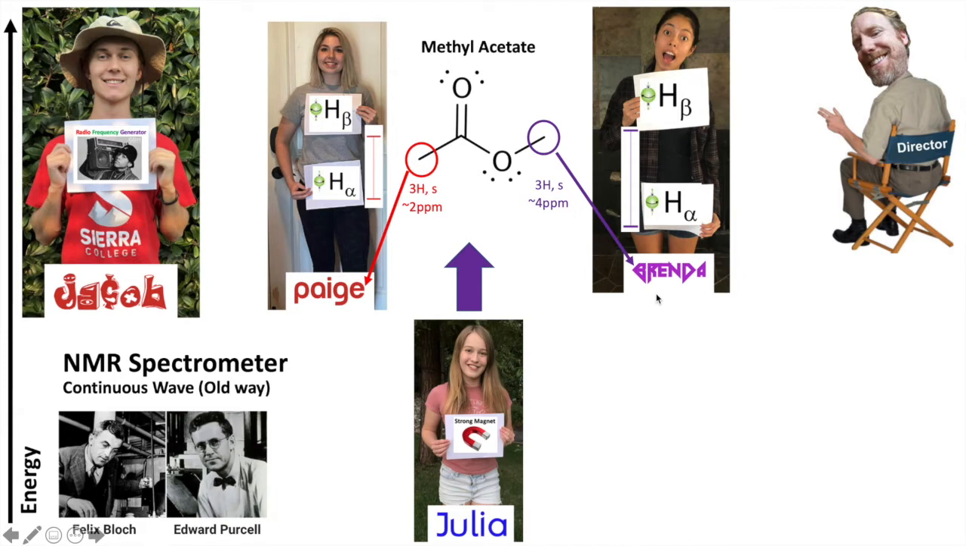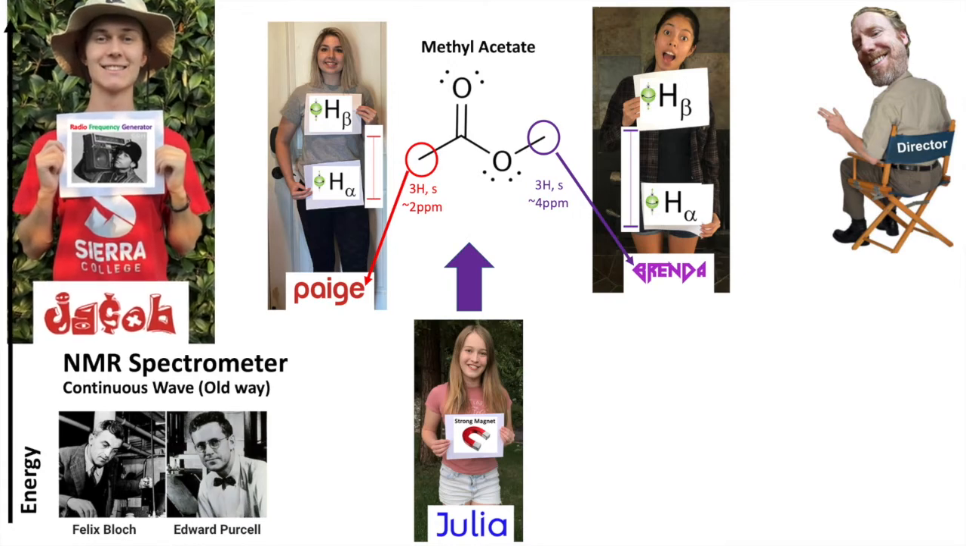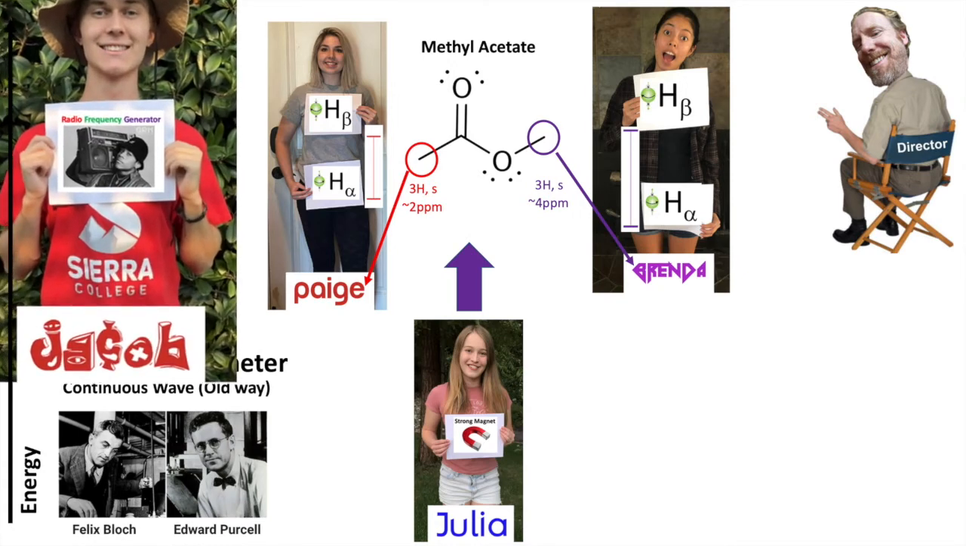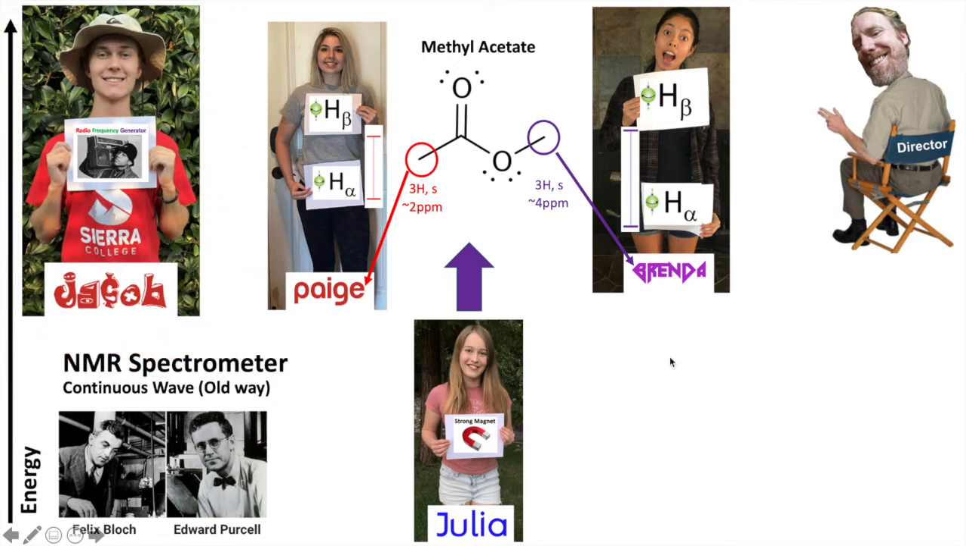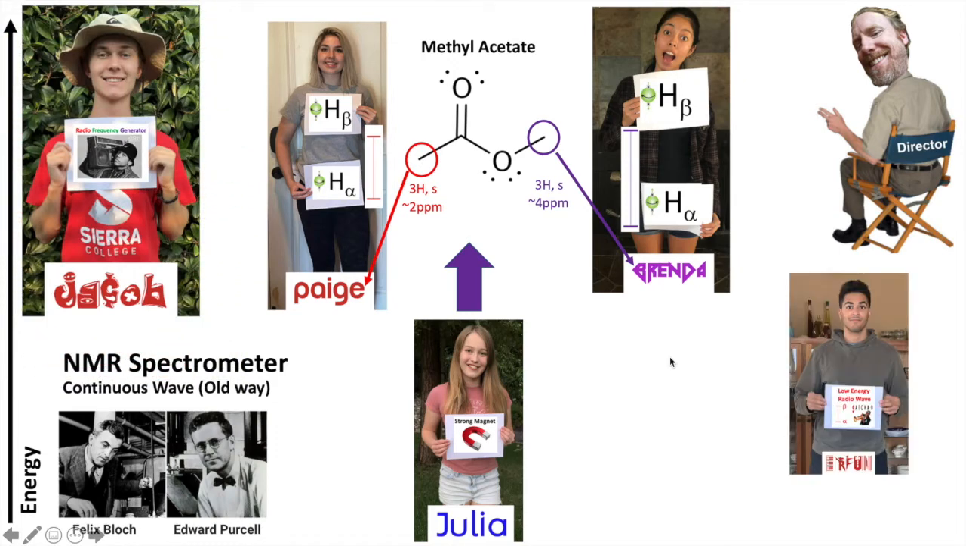Welcome in Jacob, the radio frequency generator. And we need a radio frequency generator because the alpha and beta spin states of the hydrogens are at an energy gap that's in the radio frequency range. And we have our first radio wave, Erfan. And Erfan, I wrote his name in jazz font here. It's kind of hard to read, but it's Erfan.